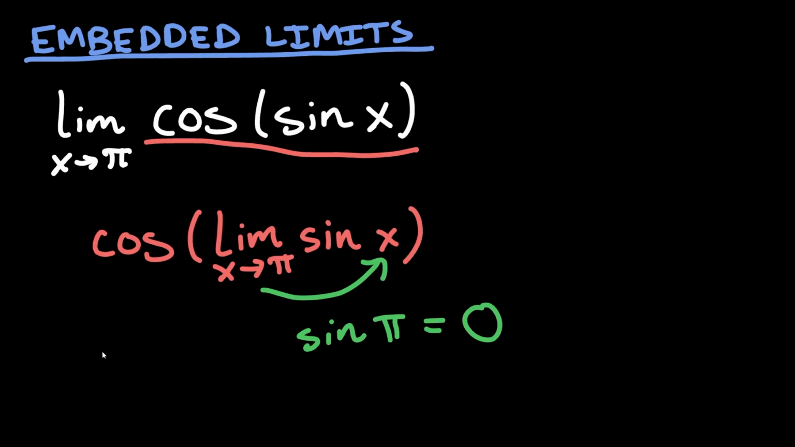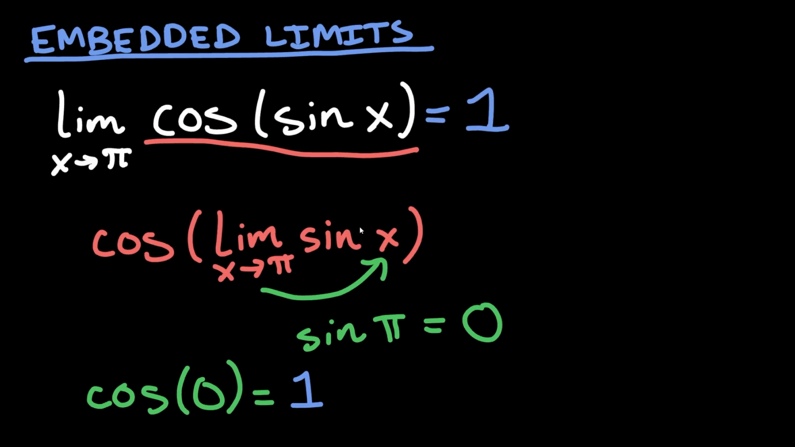But now we have to find the cosine, not of sine x, but of 0, of our limit of sine x. And the cosine of 0 is in fact positive 1. So the limit as x approaches pi of this function is 1. It was a very quick and simple problem, but let's take a look at a slightly trickier one.